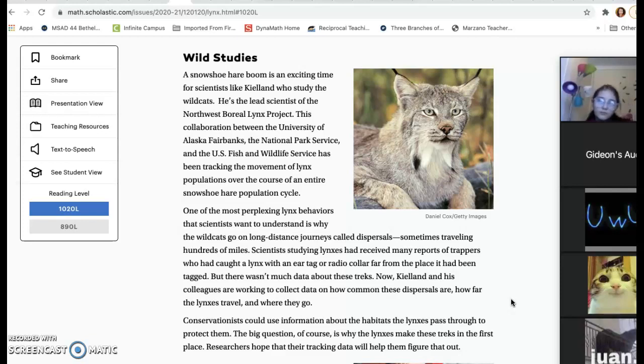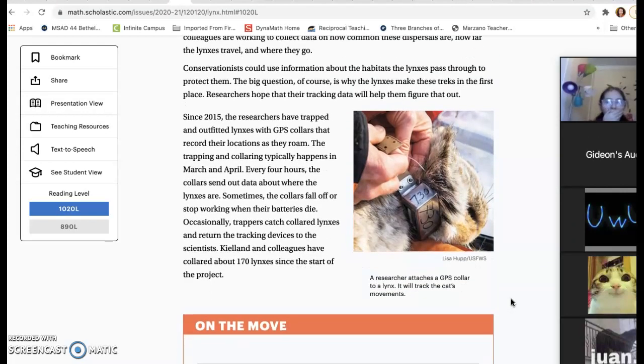Scientists studying lynxes had received many reports of trappers who had caught a lynx with an ear tag or a radio collar far from the place it had been tagged, but there wasn't much data about these treks. Now Keeland and his colleagues are working to collect data on how common these dispersals are, how far the lynxes travel, and where they go. Conservationists could use information about the habitats the lynxes pass through to protect them. The big question, of course, is why the lynxes make these treks in the first place. Researchers hope that their tracking data will help them figure that out.